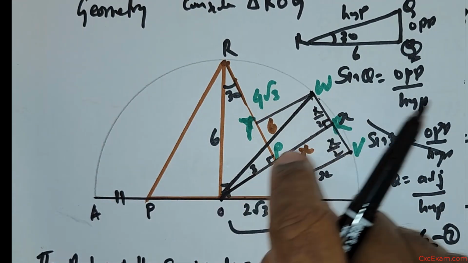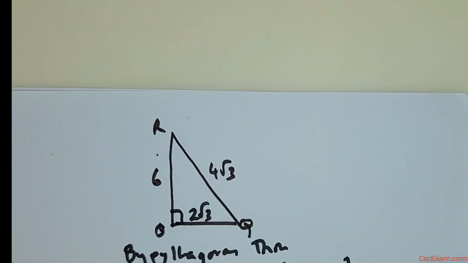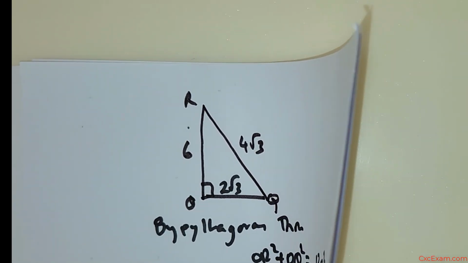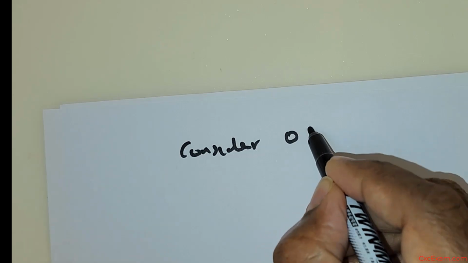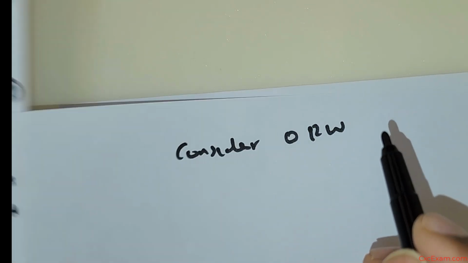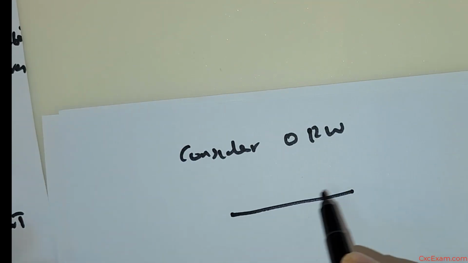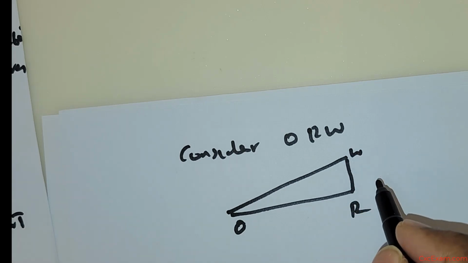So now what I'm going to do is consider this triangle ORW. So we are considering ORW. Okay, so this is the shape of the triangle. O, R, and W is here.